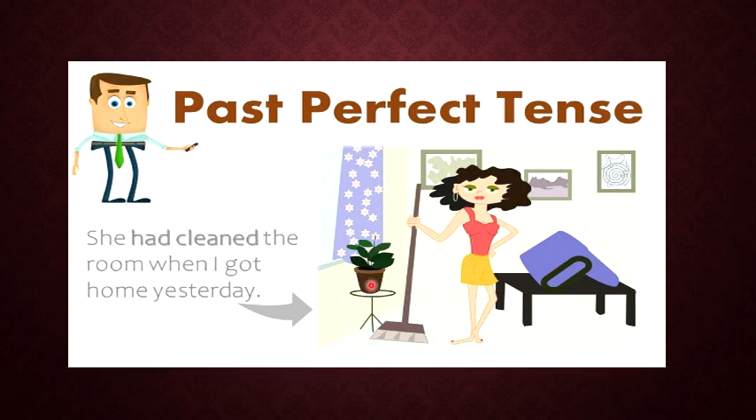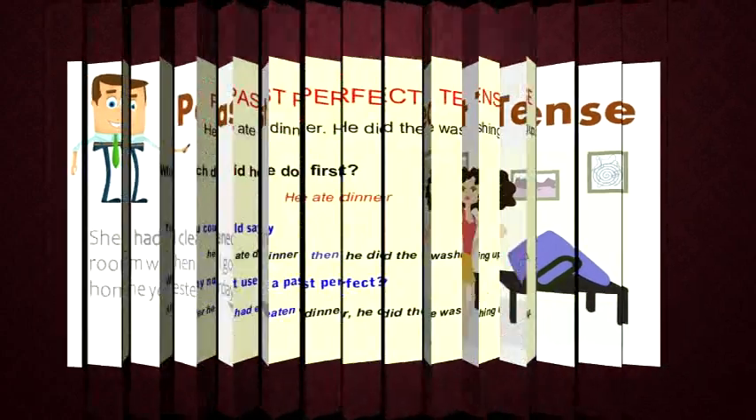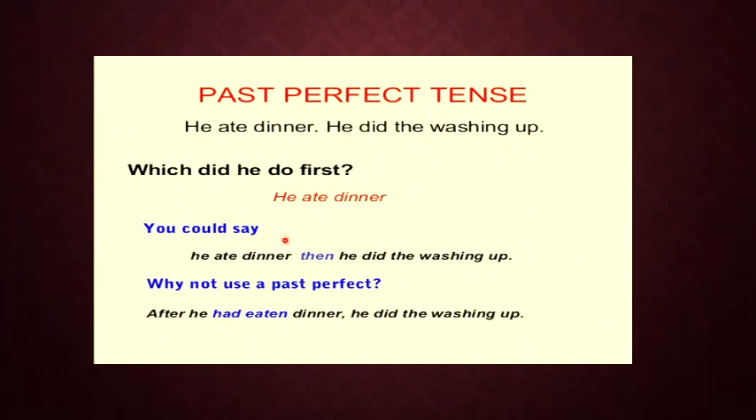Now if you observe, we are using "she had cleaned." These words are basically used as past perfect tense. The action of cleaning is described here as past perfect tense. Now we will understand more about why it is so. So just see, dear children, there are two examples again.